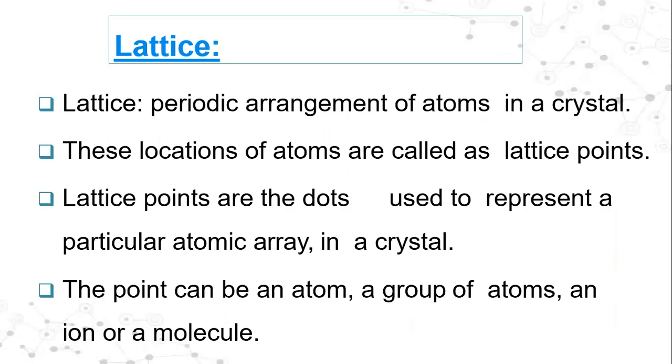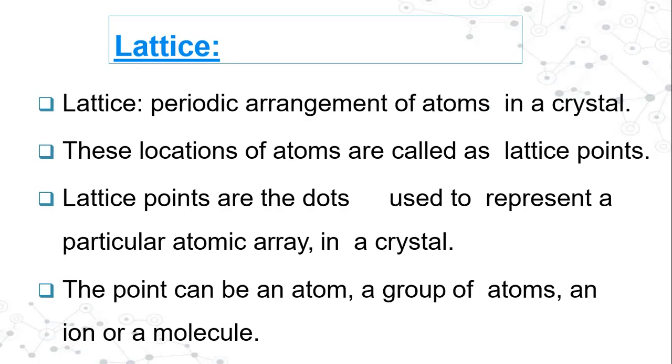Next, we will define the lattice. A lattice is a periodic arrangement of atoms in a crystal. We have seen it in the earlier slides also. It is a periodic arrangement of atoms in a crystal structure. These locations of atoms are called lattice points, and these lattice points are the dots used to represent a particular atom array in a crystal.